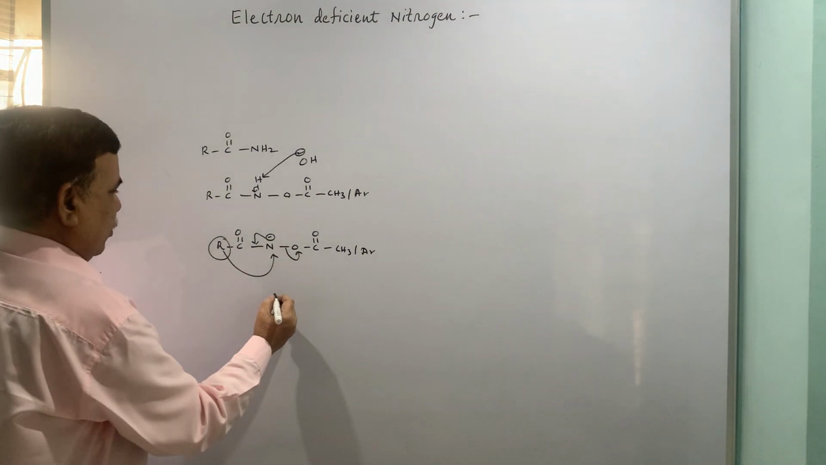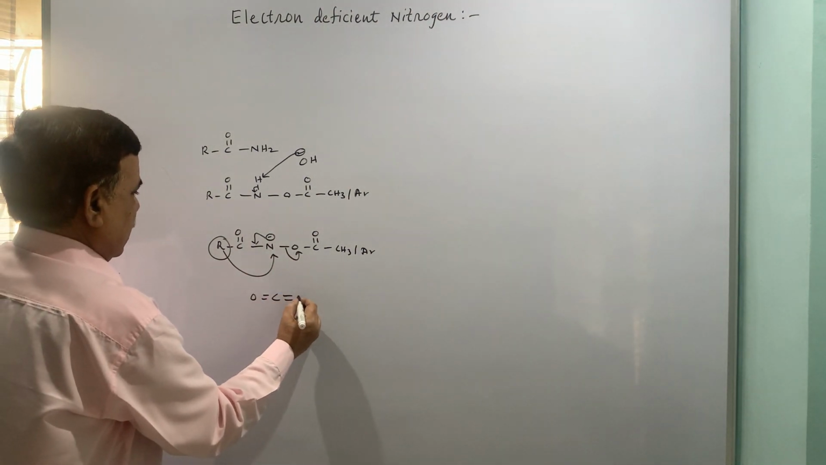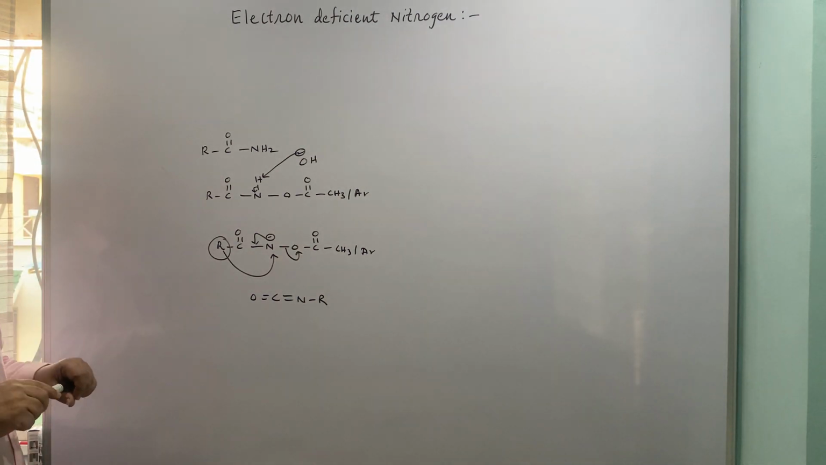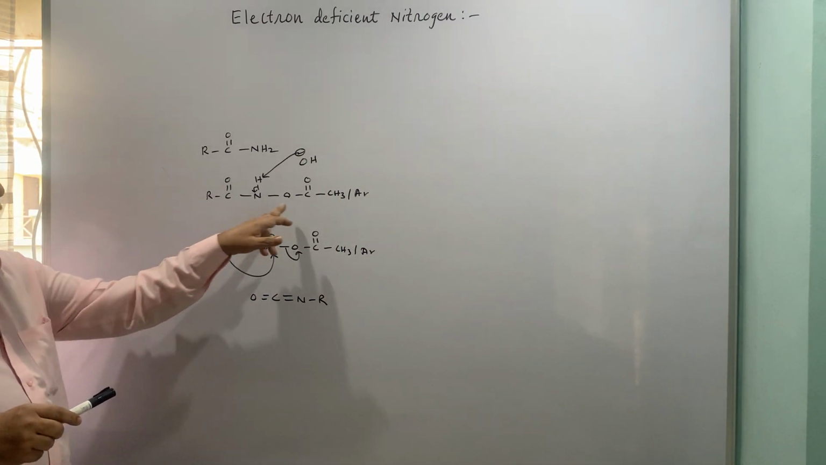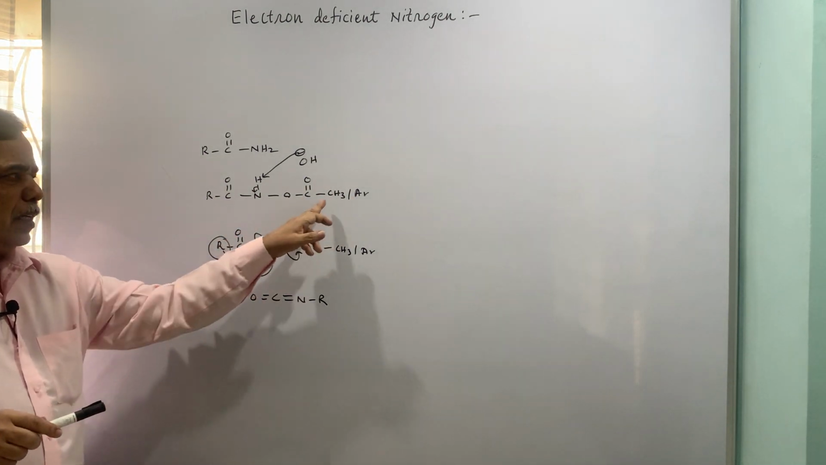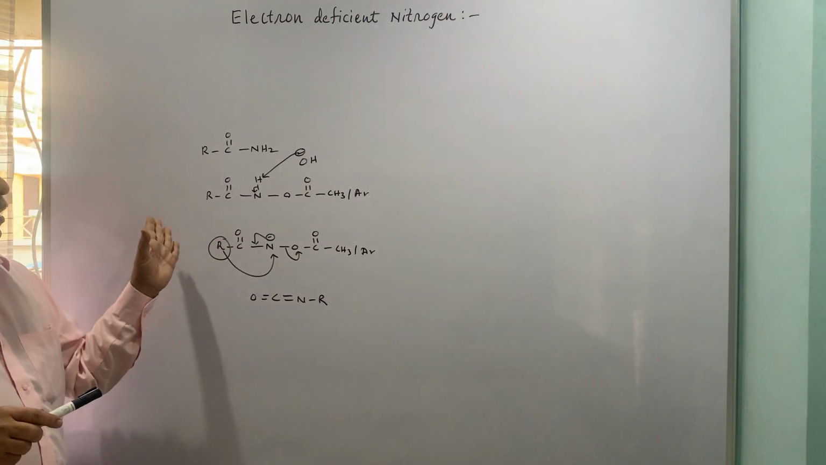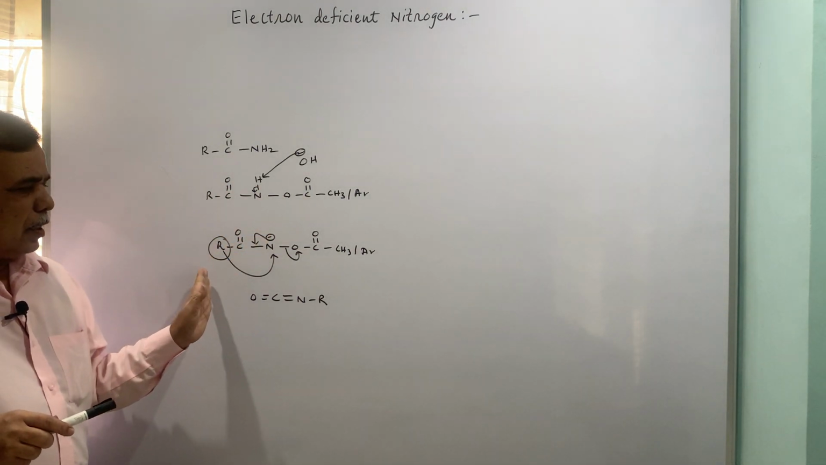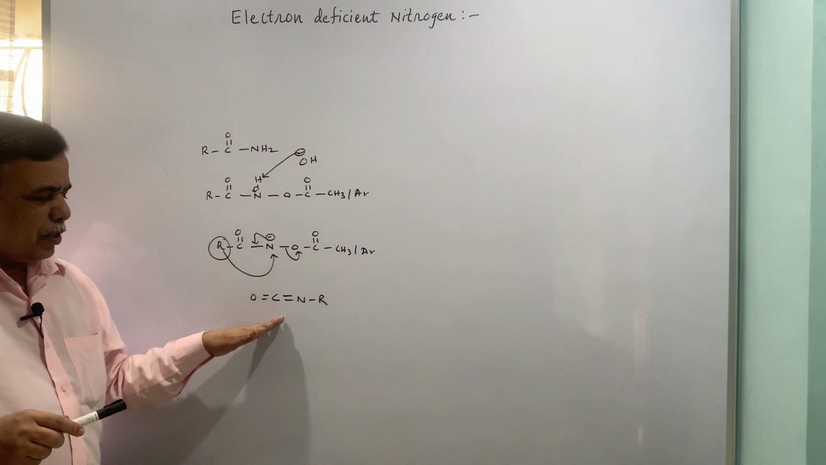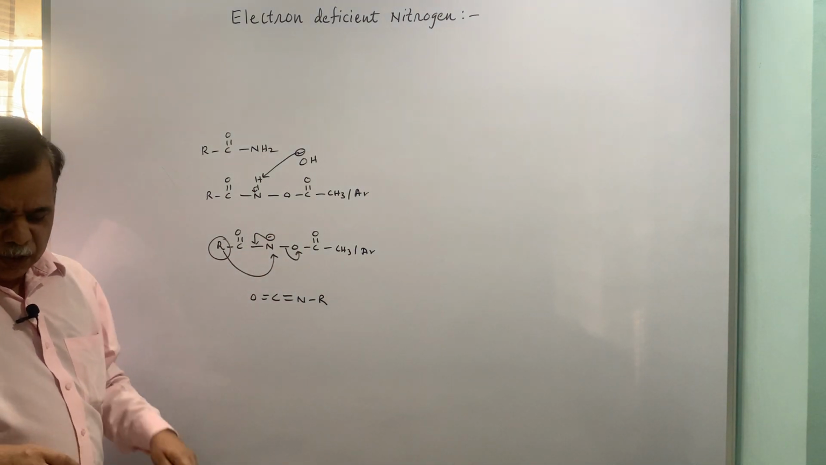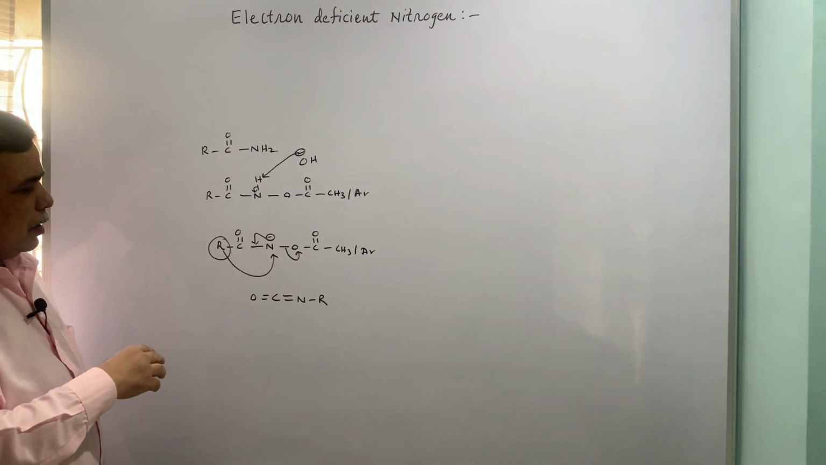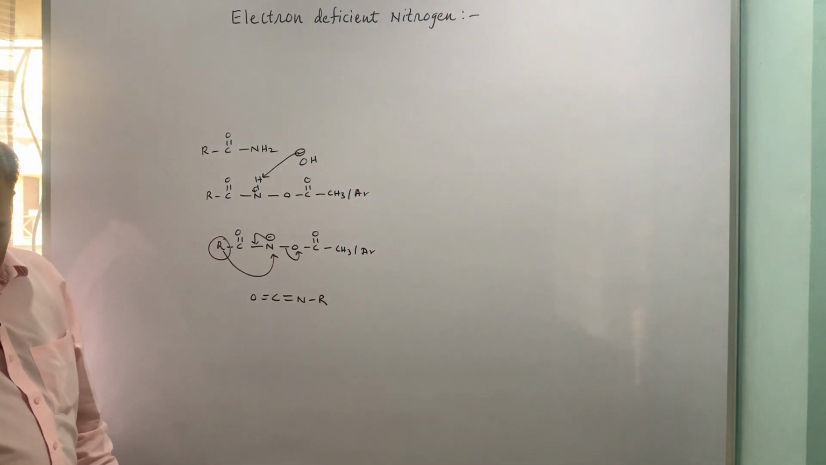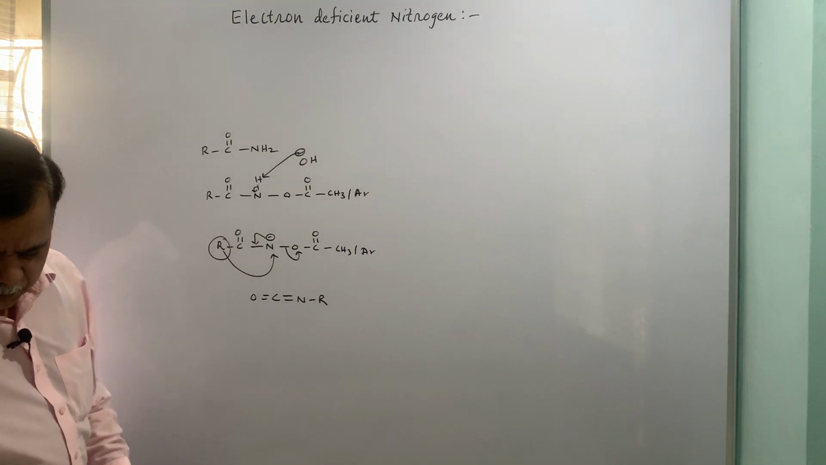So ultimately what we have is isocyanate, and this R can be alkyl, aryl, anything. This can be either alkyl or aryl. So accordingly it will be O-acyl or O-aryl derivative, and that is how you get isocyanate, which can be worked up later. Okay.